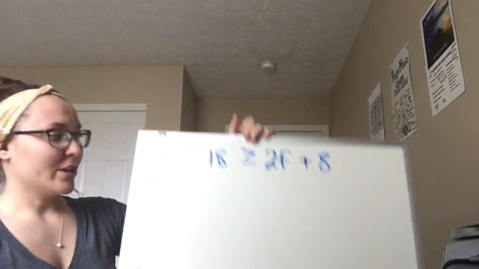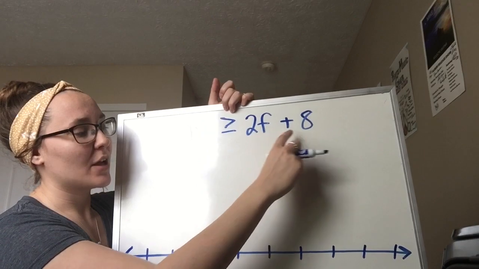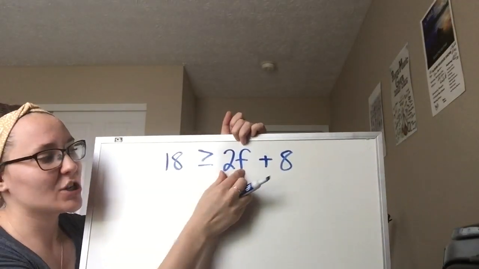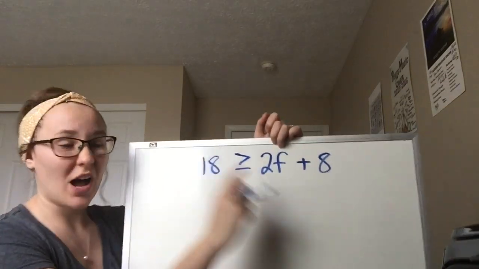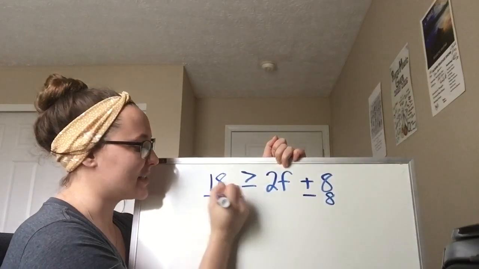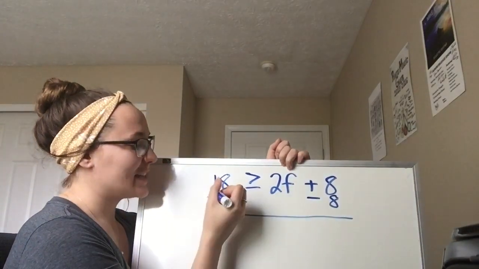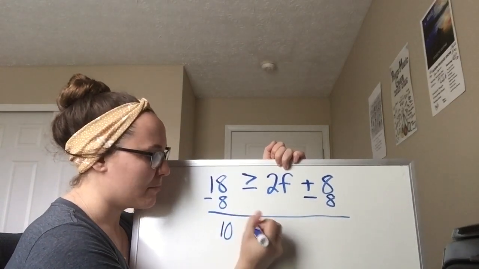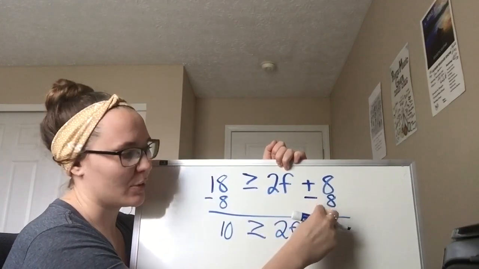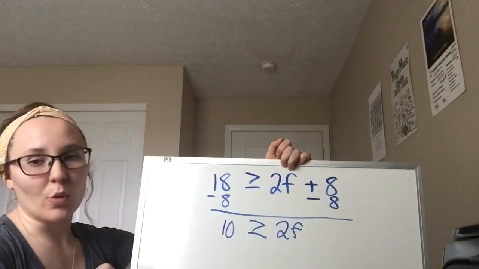So the next example on your page is 18 is greater than or equal to 2f plus 8. So over here we have 2 steps. We have multiplication and we have addition. So we need to undo our addition first. So I'm going to subtract 8 from both sides. This is the same process as when we were solving our equations. So 18 minus 8 is 10, because remember our goal is to isolate that variable, and we can't undo the multiplication before we undo the addition. So now I'm left with 10 is greater than or equal to 2f.